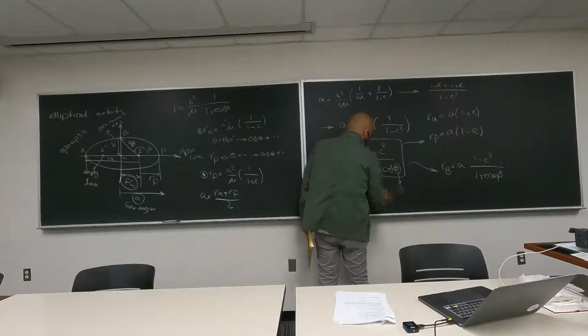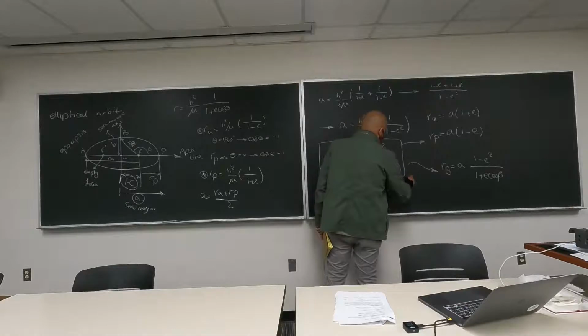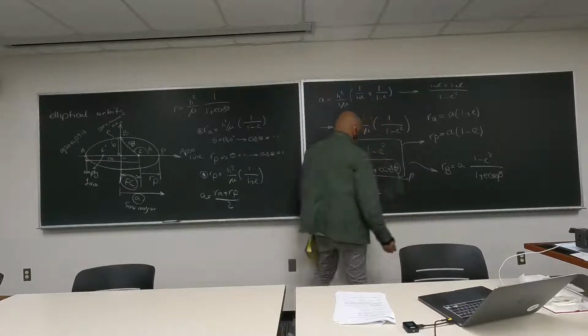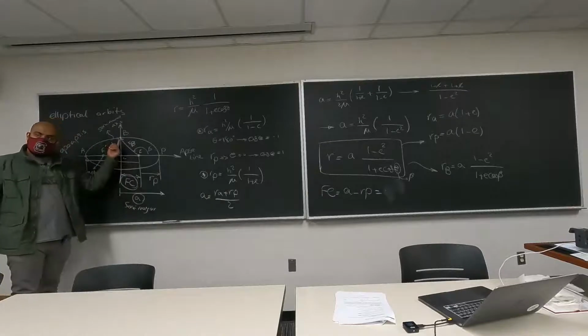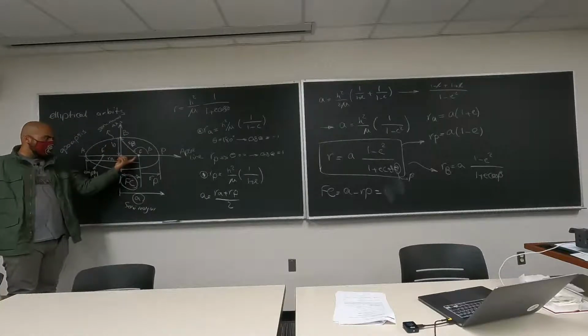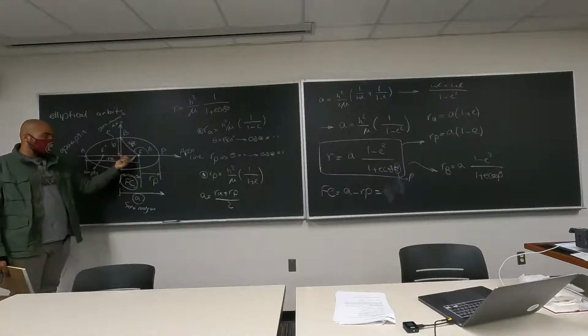Let me ask you this. So this length is also the projection of this RB on this axis, right? How can we calculate this projection?